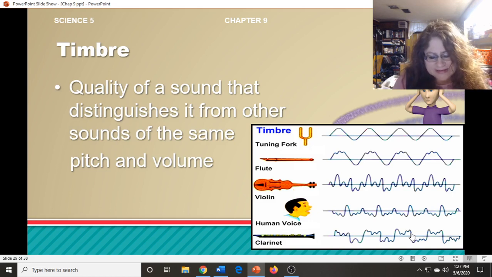Most of the sounds that we hear are a blend of several waves. Each of these waves has different characteristics. As these waves blend, the sound has a certain timbre. If one sound wave is added or removed, the timbre will change.